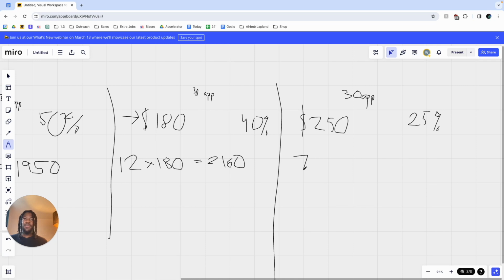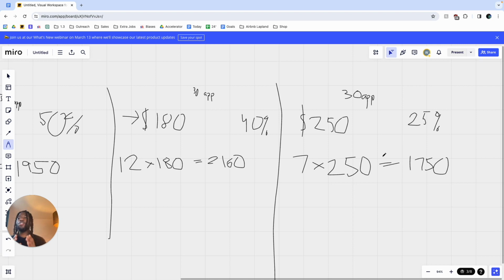That's going to be 7.5, let's just say 7 to make it simple. 7. You have them at 250, right? And that's going to be 1750. And as you can see now, this time your closing rate dropped. Even though you increased the price, it was lower. So you have to do the math on this, right?